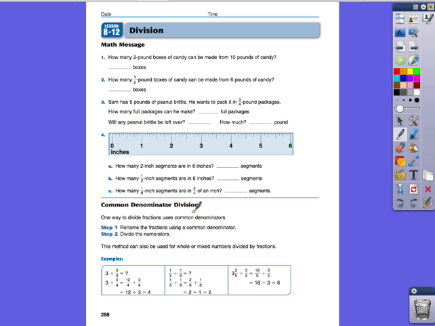In your math journal on page 288, it steps you through the common denominator division. This is one way to do it. I strongly suggest putting this into your notes. The first step is you have to rename each fraction using a common denominator, and then you're just going to divide straight across. And we're going to take a look at a few examples with that now.